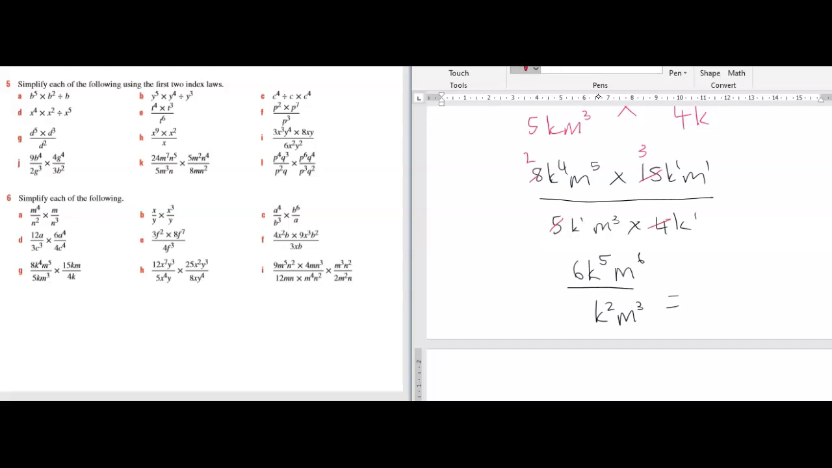And now we can just cancel out our powers. So that's going to make that a 3, and that's going to make that also a 3. So we're left with 6K cubed M cubed.